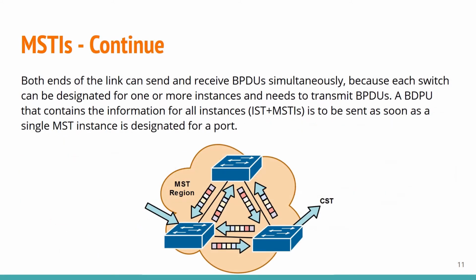Both ends of the link can send and receive BPDUs simultaneously, because each switch can be designated for one or more instances and needs to transmit BPDUs. A BPDU that contains the information for all instances, IST plus MSTIs, is to be sent as soon as a single MST instance is designated for a port.